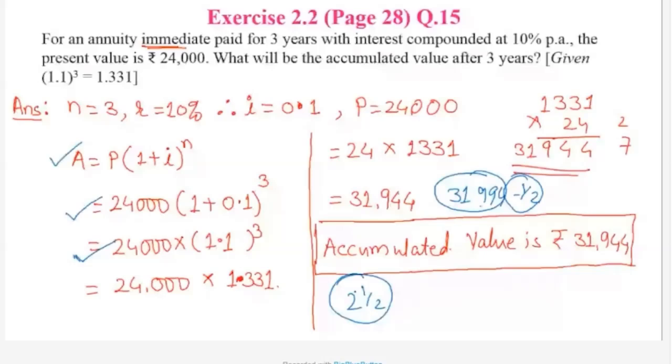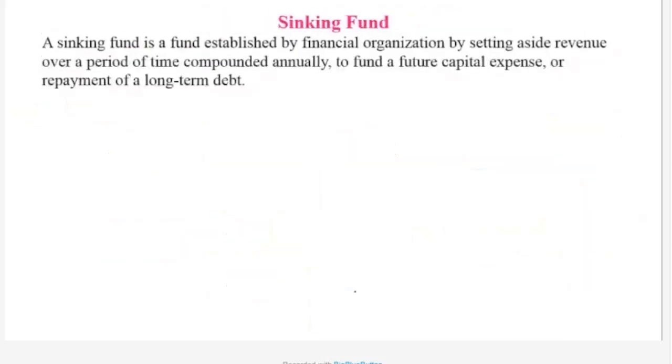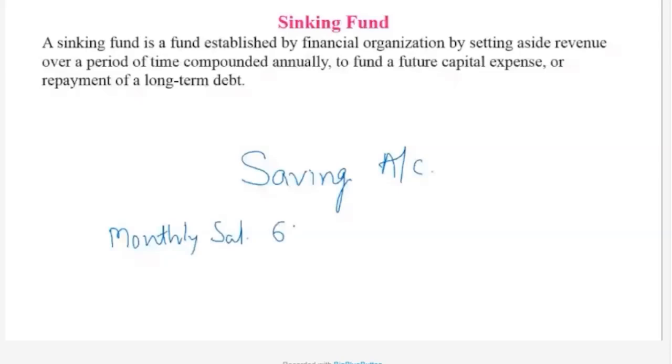Next sum. Now there's a concept called sinking fund. Have you heard the word saving? I'll come to the sinking fund afterwards. Have you heard of saving, saving account? Yes. Now let's say my monthly salary is 60,000 and I'm spending expenses also 60,000. That means I'm not saving anything.